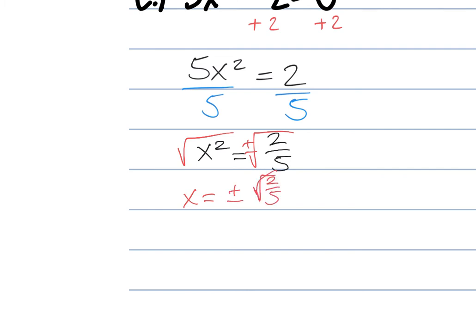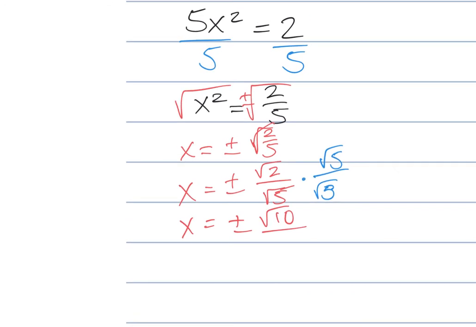Now, we cannot leave our answer like this because it's not in simplest form. You cannot have a fraction underneath a radical, so we have to write it as x equals plus or minus the square root of 2 over the square root of 5. Always, always, always get that radical out of your denominator, so multiply by the square root of 5 to both the numerator and the denominator. We're going to get, finally, that x equals plus or minus the square root of 10 over just 5.